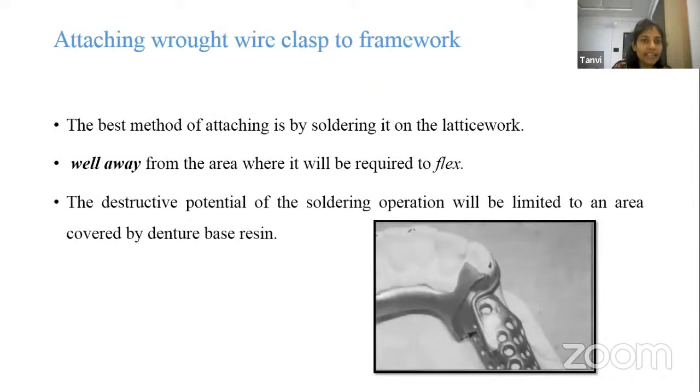So how is this attaching of the wrought wire clasp to the framework done? The best method of attaching is by soldering it to the lattice work. It is to be done well away from the area where the framework is flexing or moving. The destructive potential of the soldering operation will be limited to an area which is to be covered by the denture base resin.